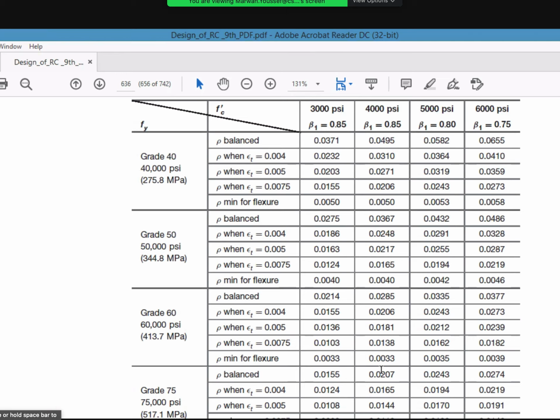And while we're here, somebody asked yesterday in the lab, how do I get rho maximum? Remember we said rho maximum? It's not here. You see rho minimum, you see rho balance, but you don't see rho max. We said rho max is the value of rho in here corresponding to epsilon t equal 0.005. So the maximum rho is 0.0181. This was a question yesterday.